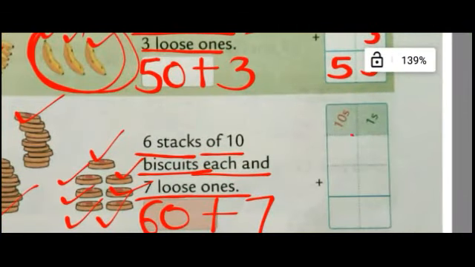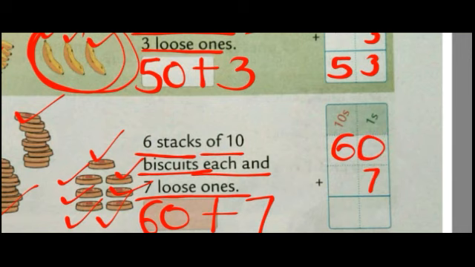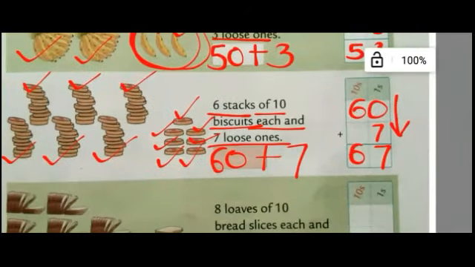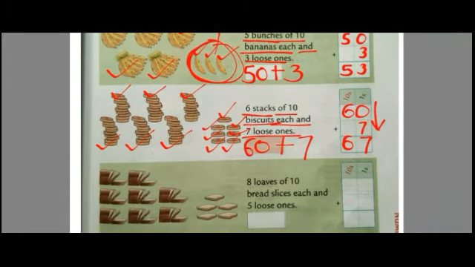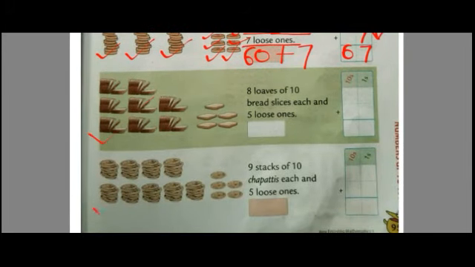Let's write them here first. 60 and 7 under the ones column. Now add the ones first. 0 plus 7 will give 7, because when we add 0 to any number, the answer will be the number itself. 6 will come as it is because nothing is there to add. So this is the way you need to find out, and then you need to add them and fill in the box. Now I would like you all to do this one and this one as homework. Okay? So now let's move on to our next page.